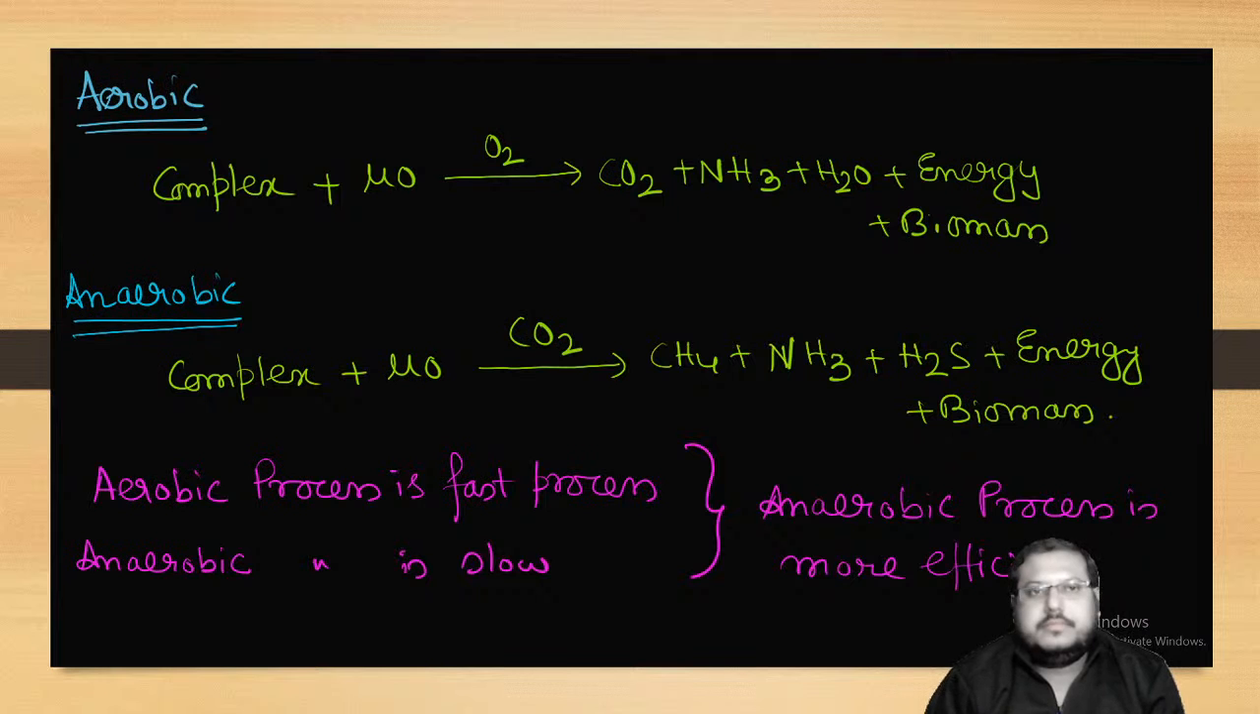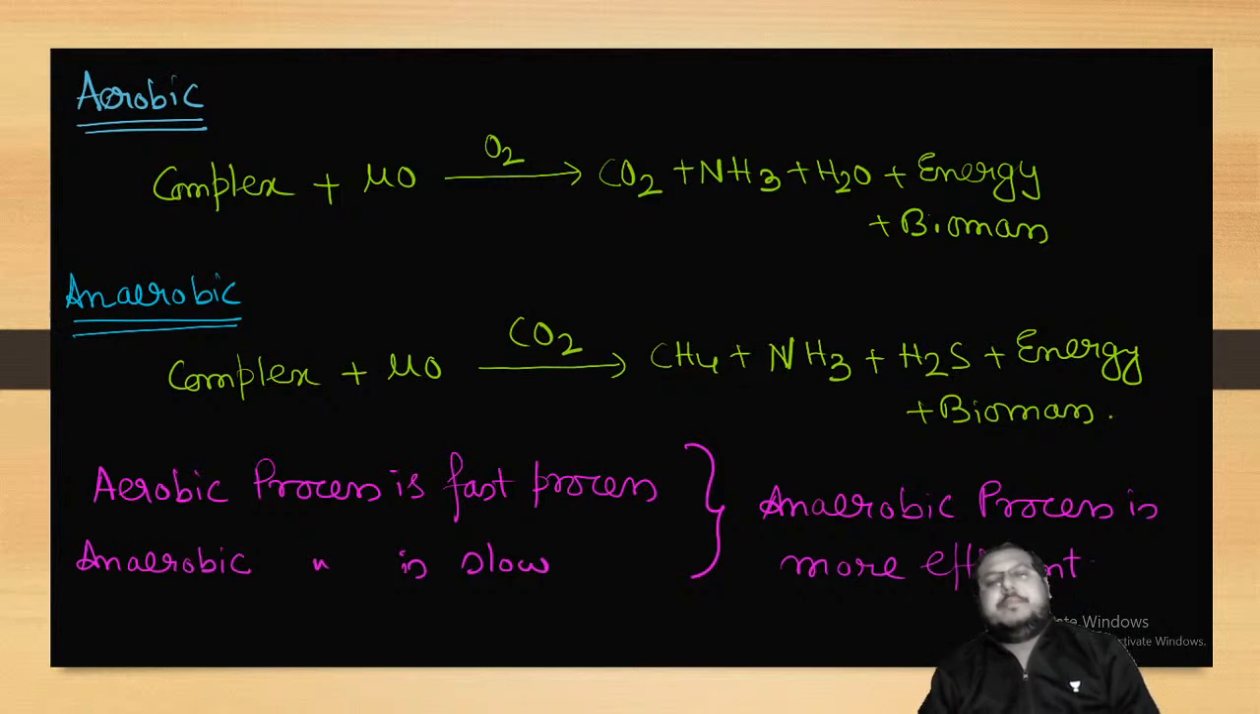Now, in the aerobic process, the complex is acted upon by microorganisms. In the presence of oxygen, it will produce carbon dioxide, ammonia, water, energy, and biomass. In the anaerobic process, it is acted upon by microorganisms in the absence of oxygen, and it will produce methane, ammonia, H2S, energy, and biomass.